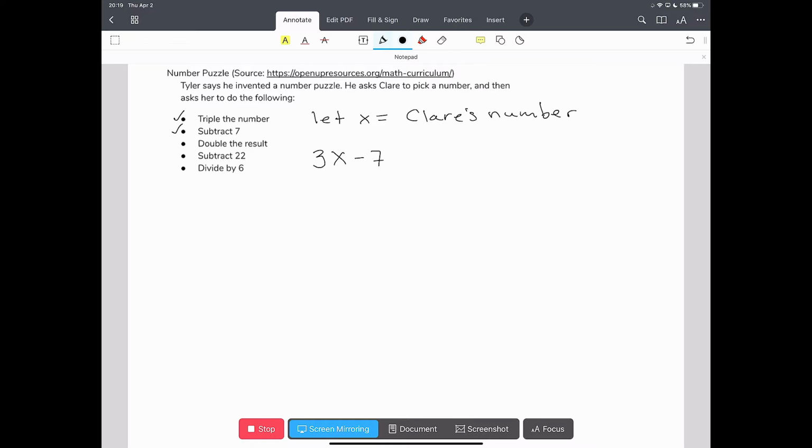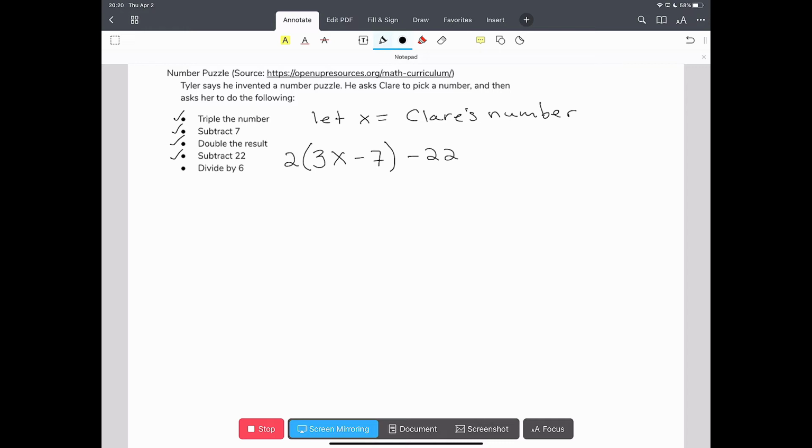And when we've done that, we then have to double the result. So to show that, we're going to put parentheses around the 3x minus 7, because we have to do all of that first. And then we're going to multiply it by 2. Once we've doubled that amount, we're then going to subtract 22. So there's the first 4 steps.